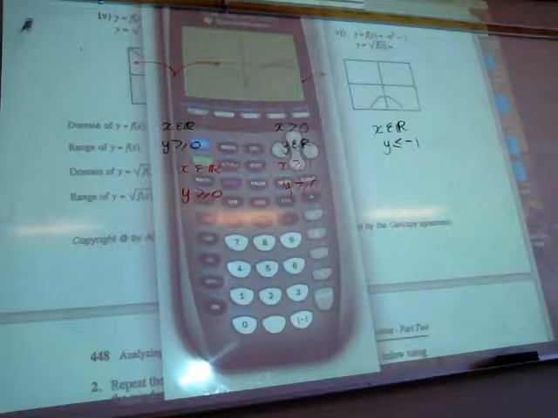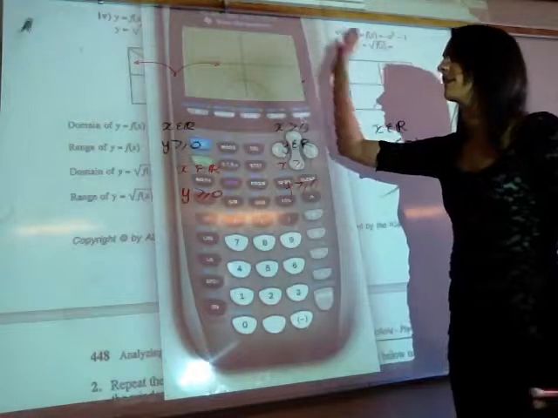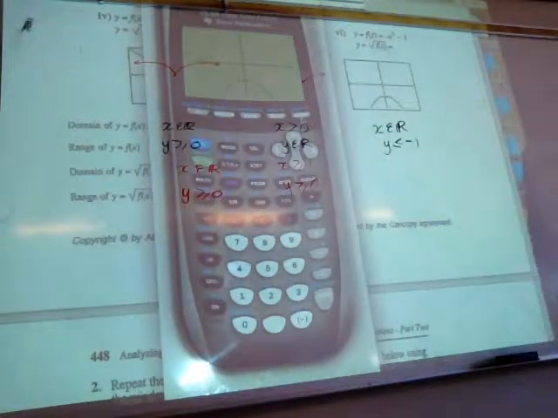So y1 is negative x squared minus 1. And then we're taking the square root of that. Any predictions? What's going to happen? Won't work. Why? Negative. Good. So everything on that graph is below the x-axis. So there's our first graph, and nothing's coming up for the radical. No graph exists.